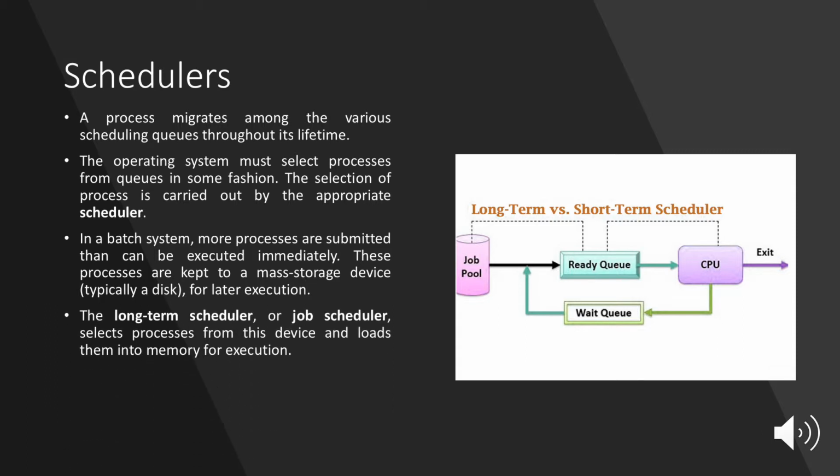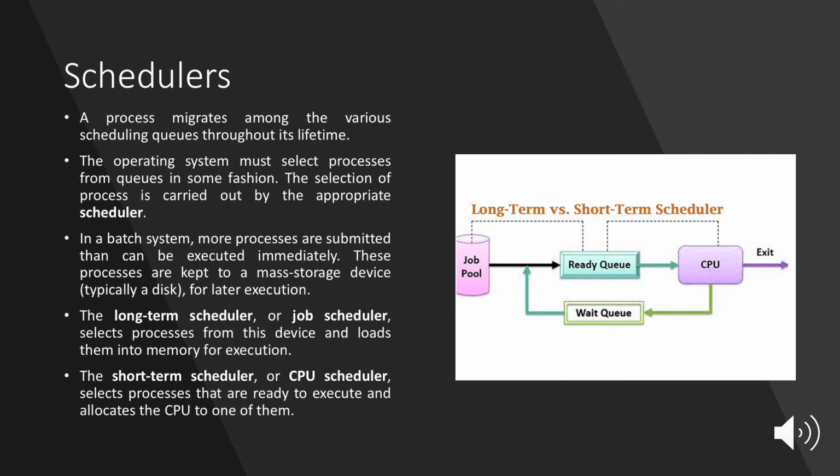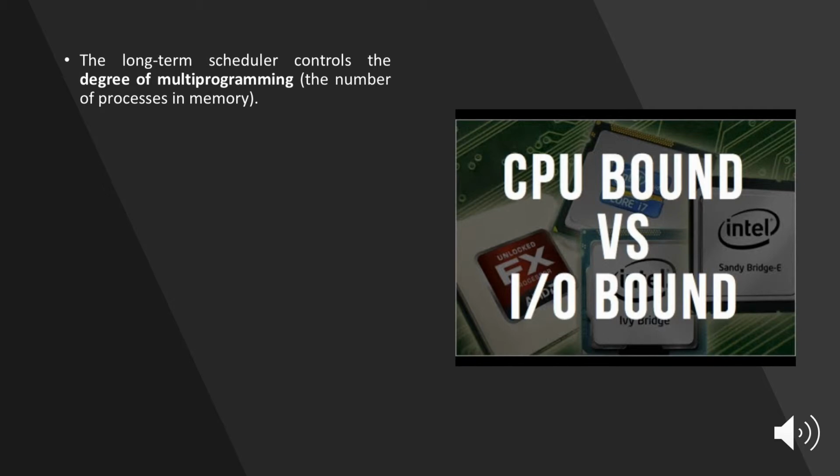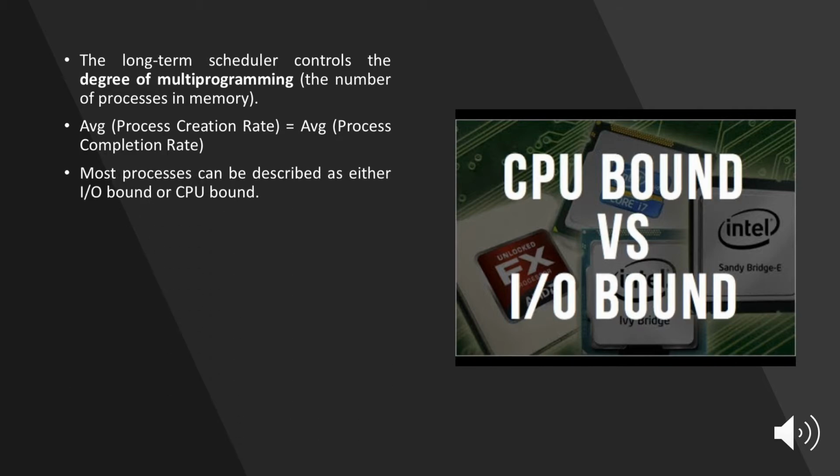The long-term scheduler, or job scheduler, selects processes from that job pool and loads them into memory for execution. The short-term scheduler, or CPU scheduler, selects processes that are ready to execute and allocates the CPU to them. The long-term scheduler controls the degree of multiprogramming, the number of processes in memory. If the degree of multiprogramming is stable, then the average rate of process creation is equal to the average rate of process completion. Most processes can be described as either IO bound or CPU bound.